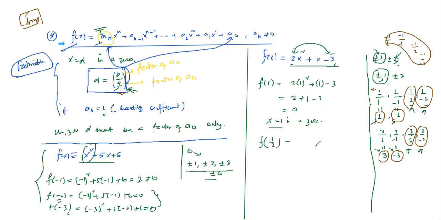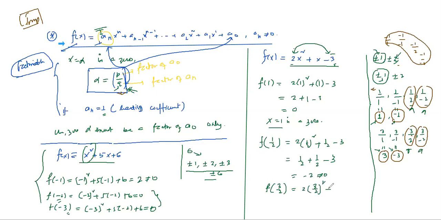Say half I'll test. Say half. So if you test half, how much is it? 2 into half square plus half minus 3. Then what will happen? It is 1 by 4, so it will become half. Half plus half is 1, so ultimately 1 minus 3 is minus 2. So it is not a 0. Right? Similarly, from here only you can anticipate minus half is not a possible case. So you took 3 by 2. Right? That is the trial and error method.